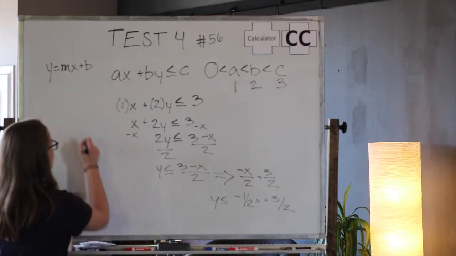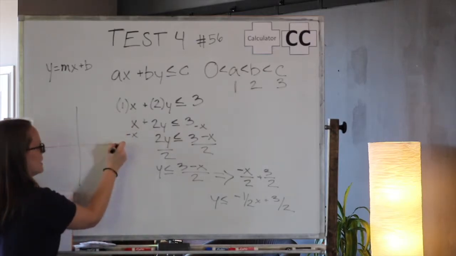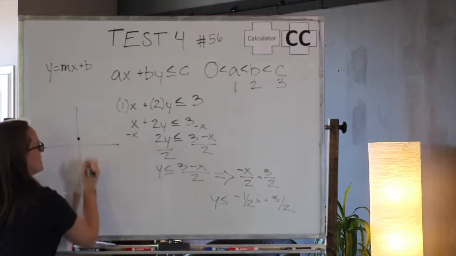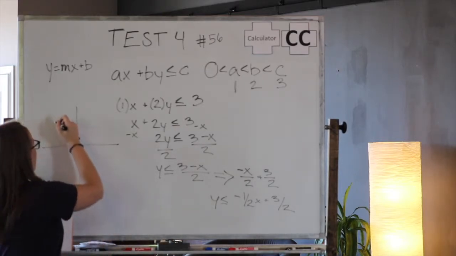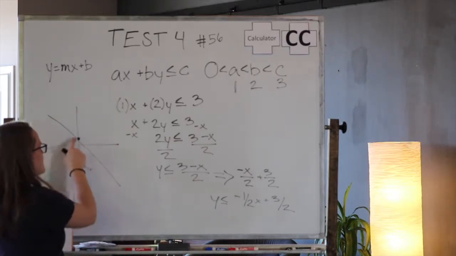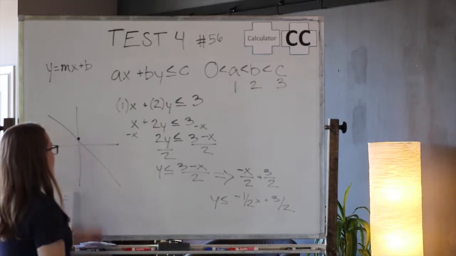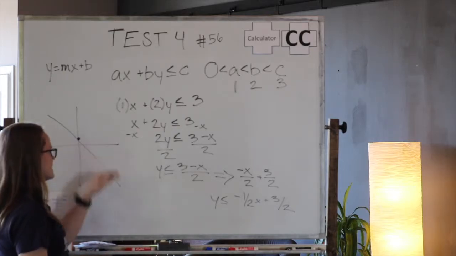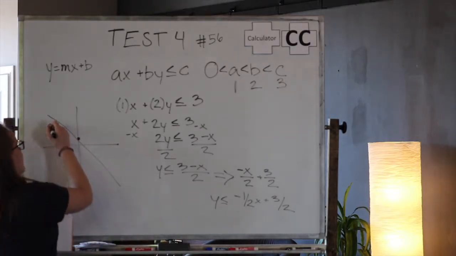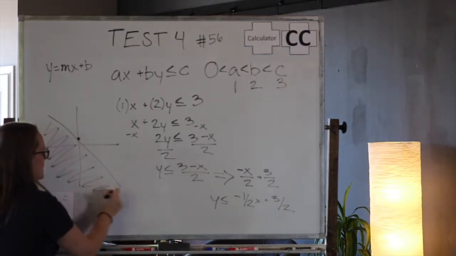So let's sort of imagine what that looks like on a graph. A negative slope with a positive y-intercept. So a negative slope is getting lower as x increases. So it might look something like this. And our y-intercept is above the x-axis, excuse me. And since y is less than or equal to that, this is the part that's going to be shaded in.